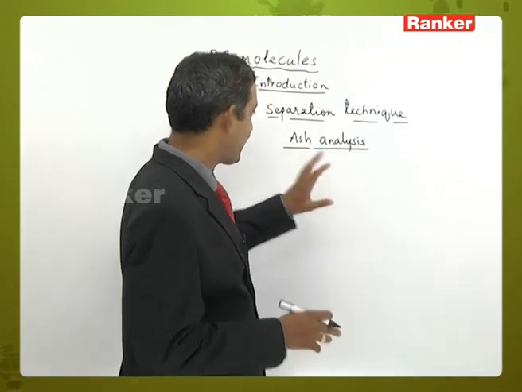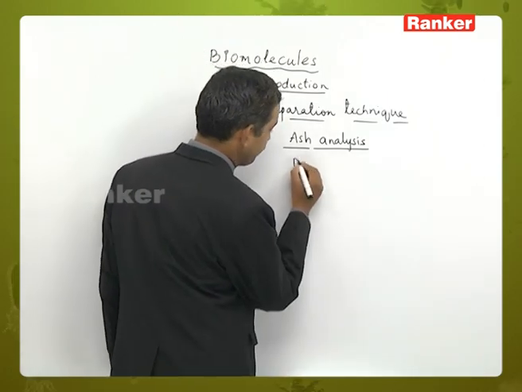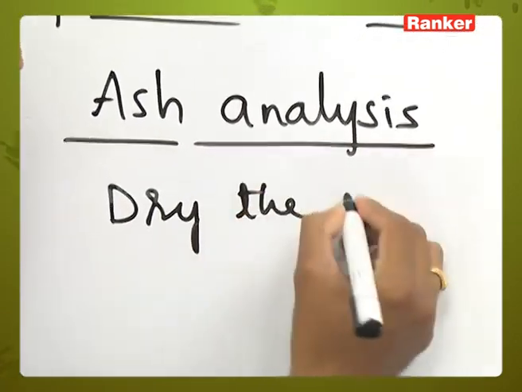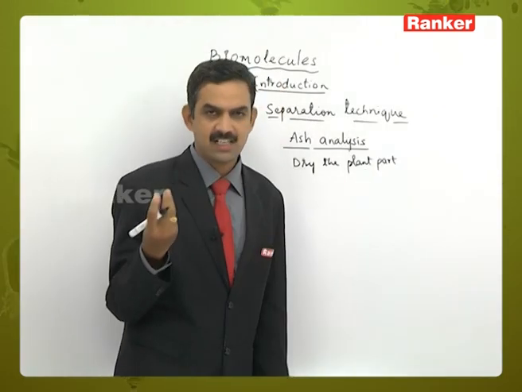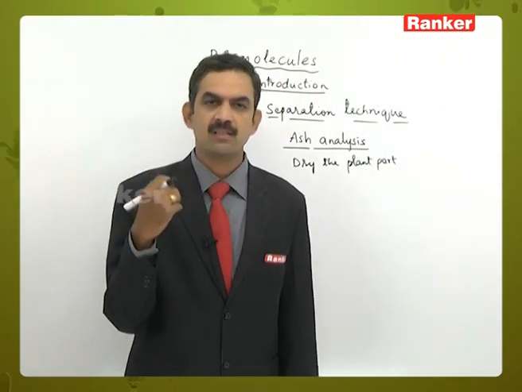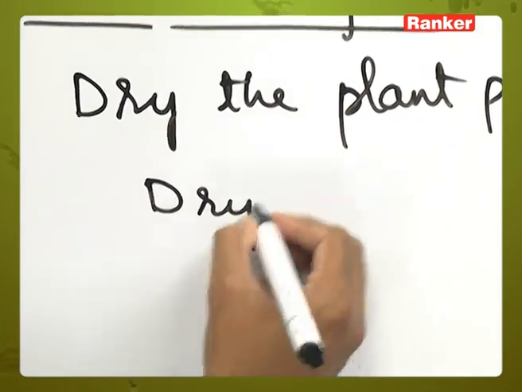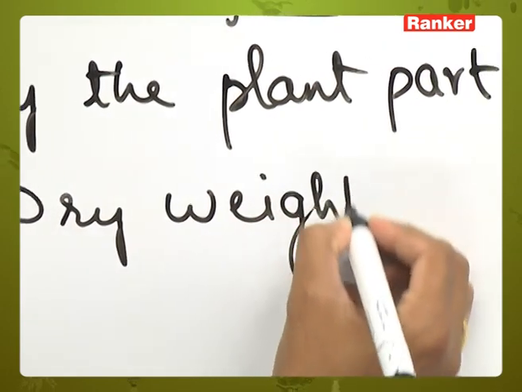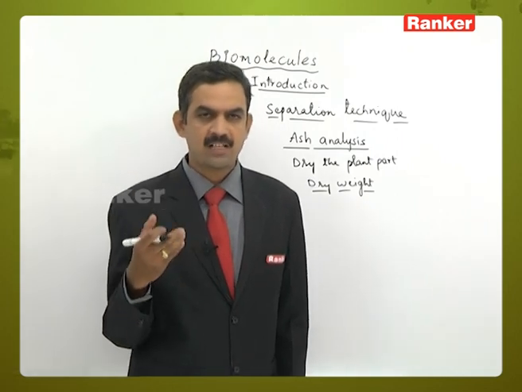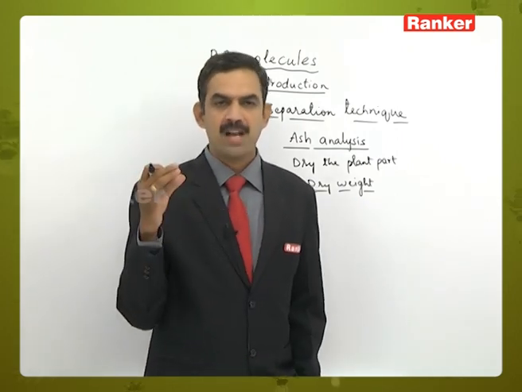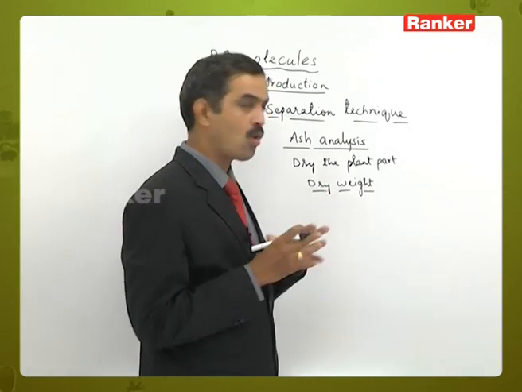Then how do we go for ash analysis? If we take any part of a plant body, we have to dry it. When we dry the plant part, whatever liquid content is present in the plant cells dries off. So then we get a dry part. That is what we call the dry weight of a plant. After evaporation of all the water or the liquid content present in the plant cells, whatever dry material is left, its weight is called the dry weight.